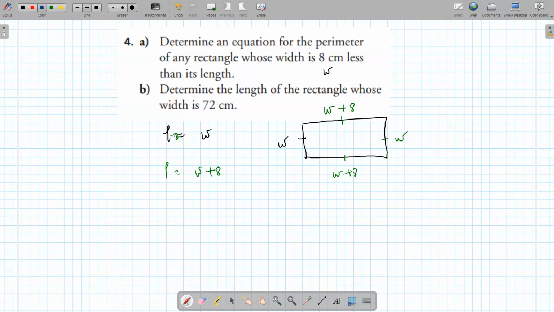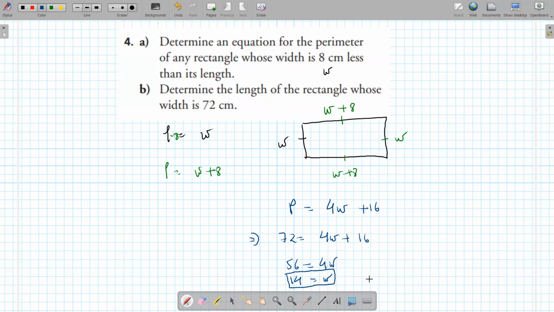What's the perimeter of this rectangle in terms of W? Just 4W plus 16. Yeah, plus 16, like that. That's the perimeter. And we know in part B the perimeter is 72, like that. 72 minus 16 is what? 56. Therefore, W is 14.